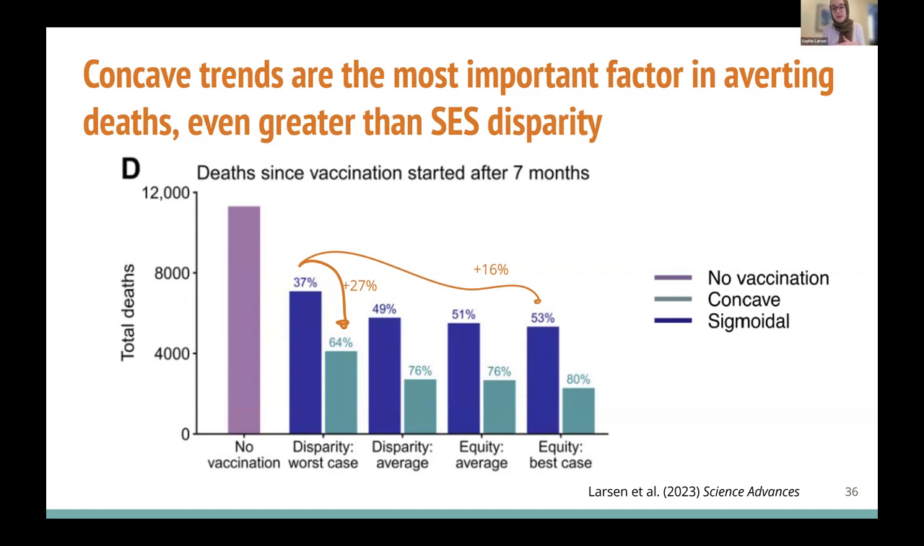And then we have an equity best case. And this is where we say, well, here's high SES and I'm going to bring low up to high. This is a very hard thing to do potentially, but it would be kind of the best case of resolving this disparity.